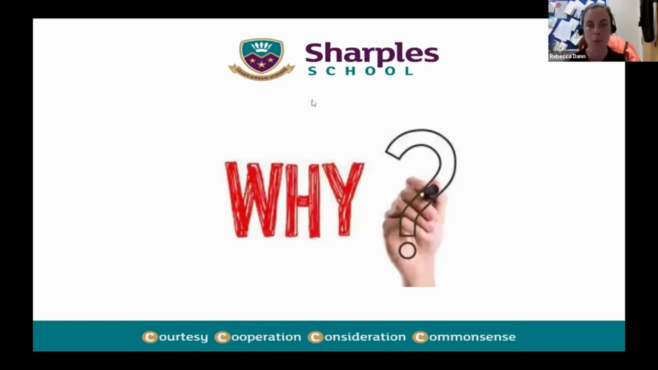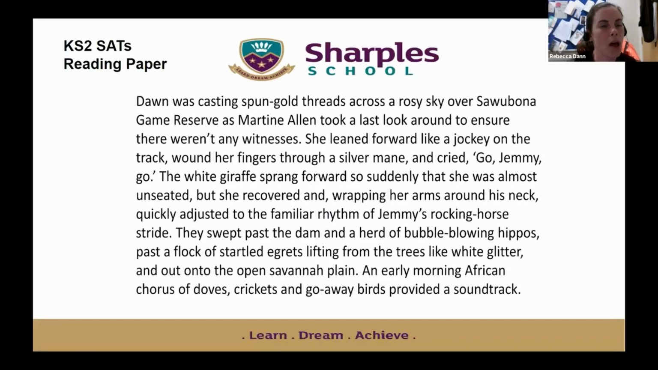First of all, start with the why. This is something that Alex Quigley shows when he presents. He looks at the Key Stage 2 SATs paper, from a few years ago. You can see from the very first line, "Dawn was casting spun gold threads across a rosy sky over Soambona Game Reserve." Already you can see the high expectations of vocabulary that are there at Key Stage 2. That was my starting point with selling this to staff, that there's already a lot expected of Year 6 pupils.